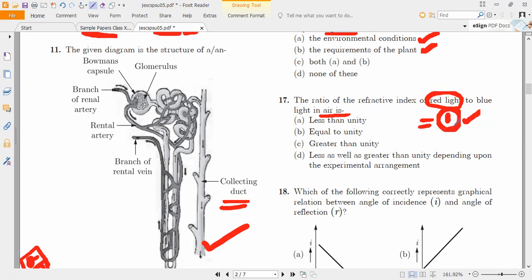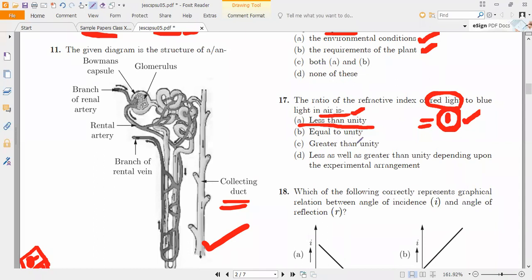For white light the refractive index is 1. Now individually they are asking. So red light to the blue light, the refractive index is always less than 1. All of you remember this. The ratio of the refractive index of red light to the blue light is always less than 1. Suppose they ask you the reverse, blue light to the red light? Greater than 1. Greater than 1.